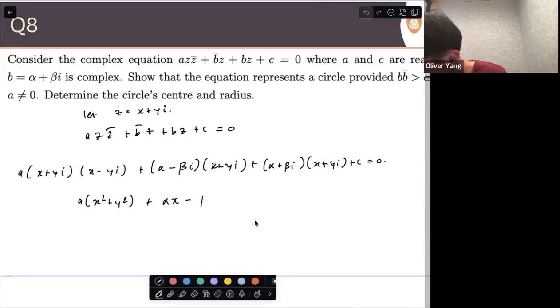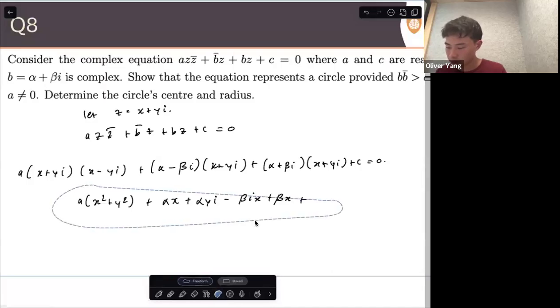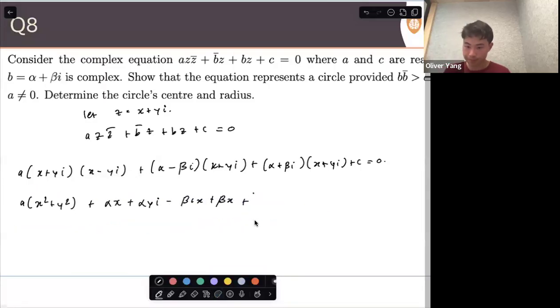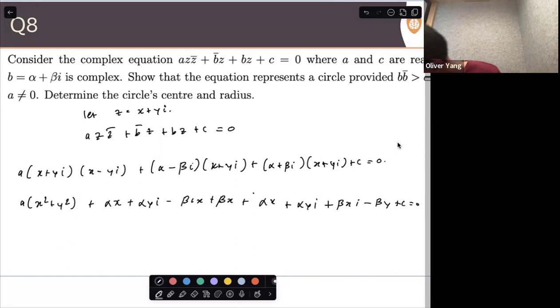Oh no, whoops, I made a mistake. Alpha y i minus beta i x plus beta x. Right, that's my first part, and then we've got to do this second one. Plus alpha x again plus alpha yi plus beta xi minus beta y plus c equals 0. Okay.